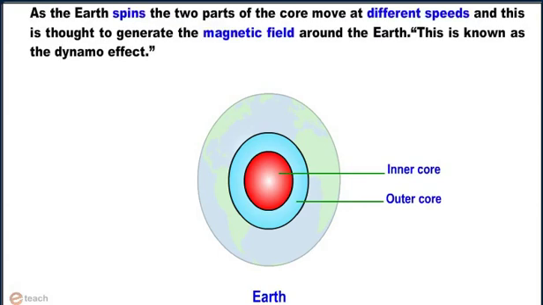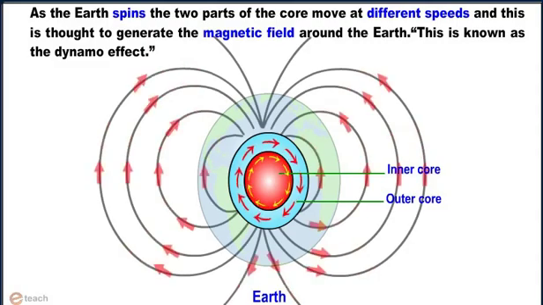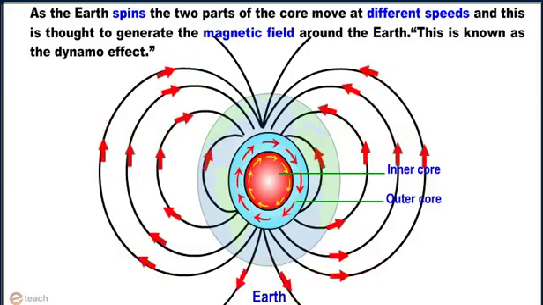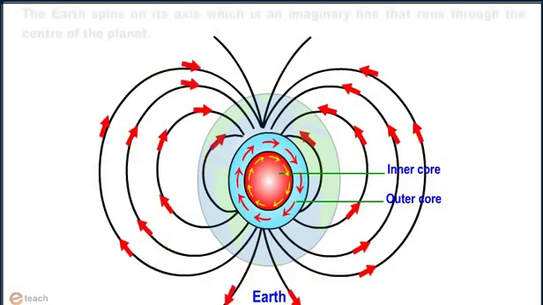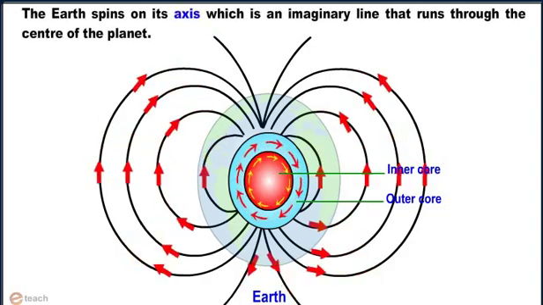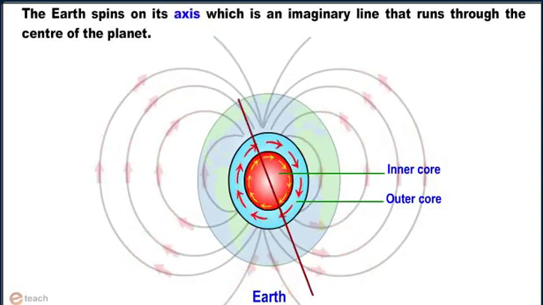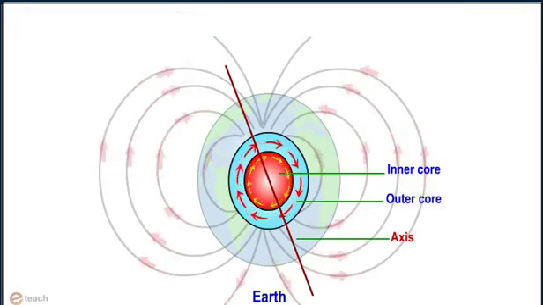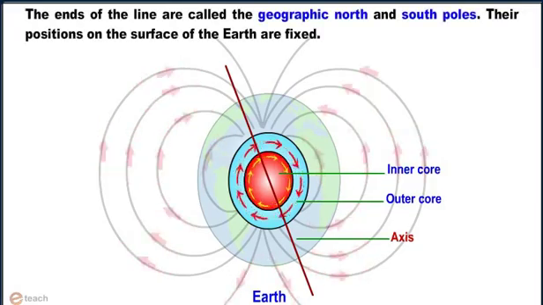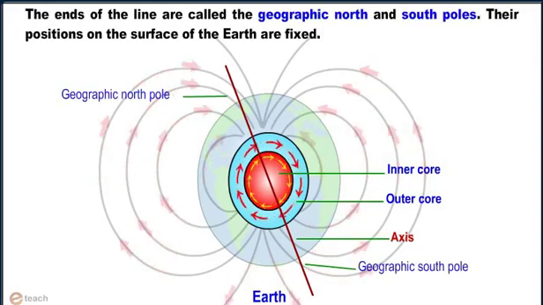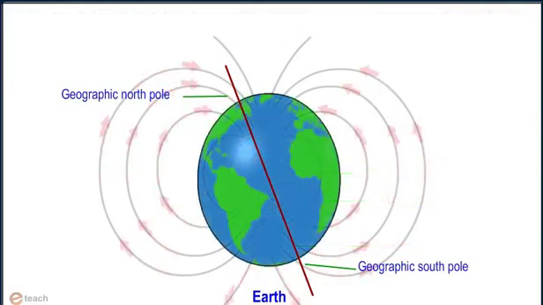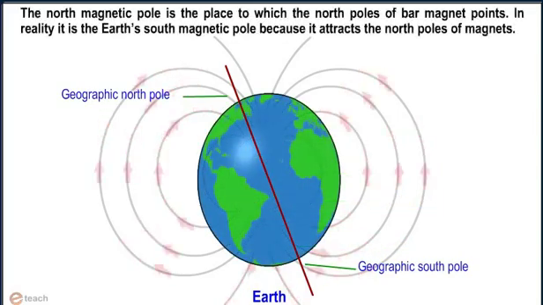As the Earth spins, the two parts of the core move at different speeds, and this is thought to generate the magnetic field around the Earth, which is known as the dynamo effect. The Earth spins on its axis, which is an imaginary line that runs through the center of the planet. The ends of the line are called the geographic north and south poles. Their positions on the surface of the Earth are fixed.